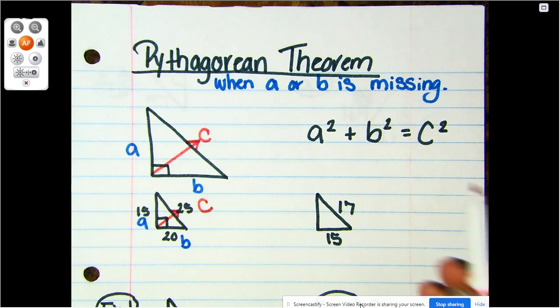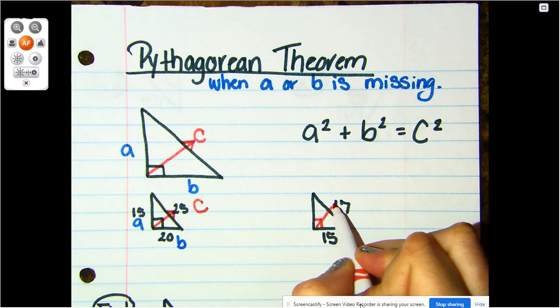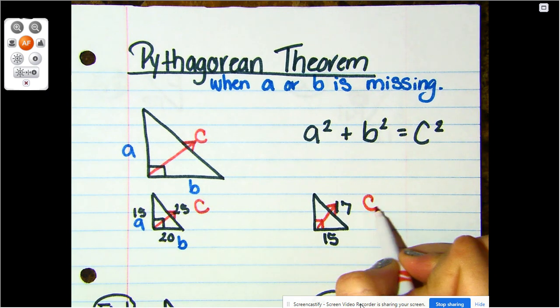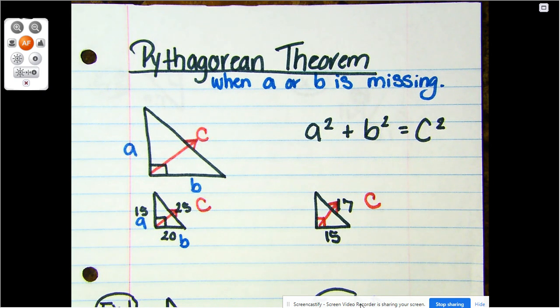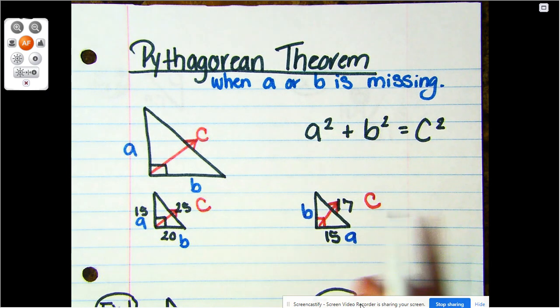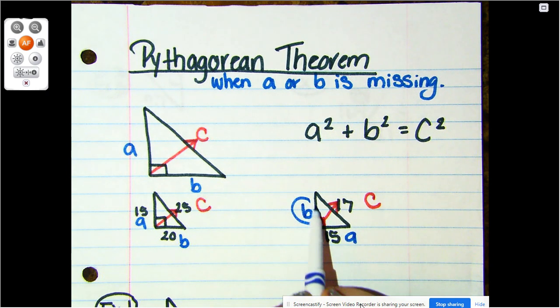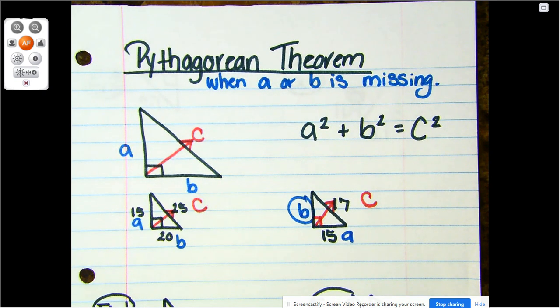Okay, what happens if your triangle is facing in a different direction? First, you are still going to identify that right angle. Right across from that happens to be C, always the longest side. And then A and B, we can mix and match. So let's say 15 is A, and the side that happens to be missing in this case is B. So we're going to be working through how we can figure out the missing side length when it's A or B, and C is given to us this time.